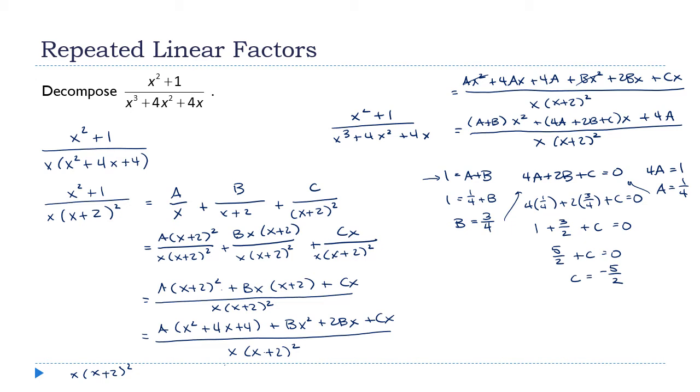Let's put these in. Remember where we came from here. We're going back to here and putting a, b, and c in there. So that's 1 over 4x plus 3 over 4 times (x plus 2). I should have started lower. Minus 5 over 2 times (x plus 2) squared. And that's it. That's our decomposition.